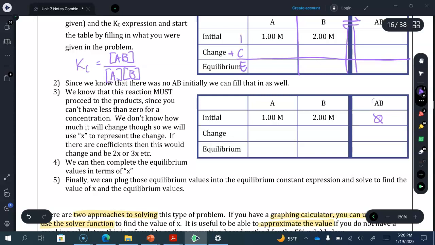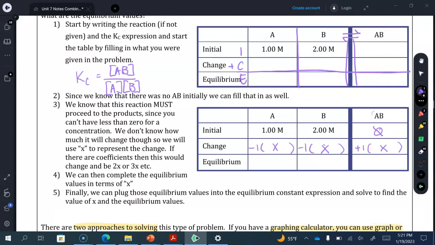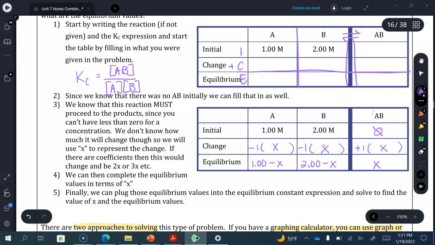We know that this reaction has to produce products, so we're going to add products. So we must then use reactants. And we don't know by how much it's going to change, so we're going to call that X. We're going to use the equilibrium constant given and the expression to solve for X. So 1.00 minus X when I add these together, 2.00 minus X. And then this one is just X.